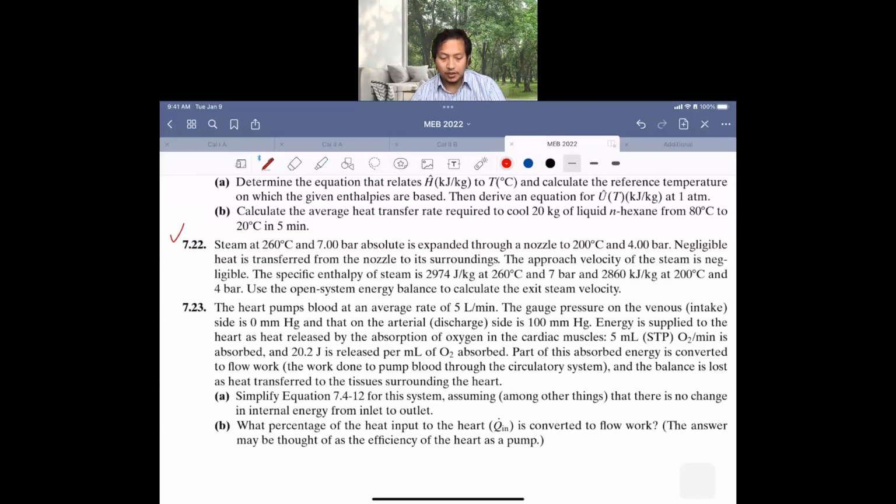We have steam that is expanded, so it has some initial conditions. It expands through a nozzle, and the temperature change, the pressure change. Negligible heat is transferred from the nozzle to its surroundings. The approach velocity of the steam is negligible. Okay, so some parts that you can ignore. Specific enthalpy of steam is 2974 at 260 and 7 bar, and 2860 at 200 and 4 bar. So you have already been given the enthalpy that you need. You don't need to check in the table, right? Use the open system energy balance to calculate the exit steam velocity.